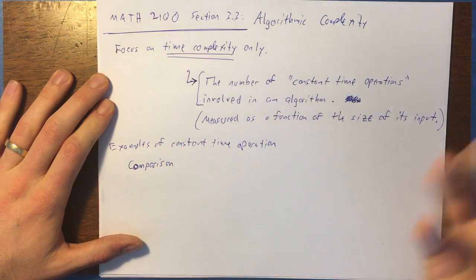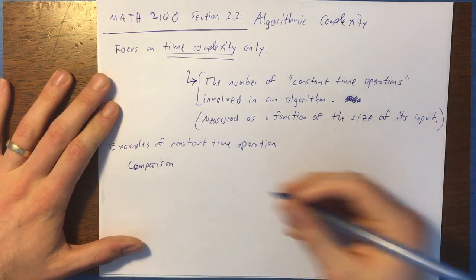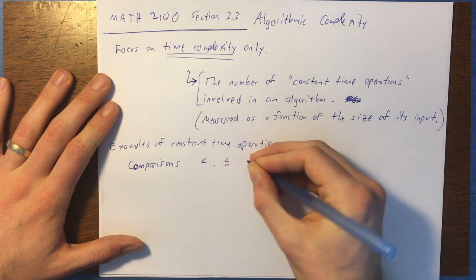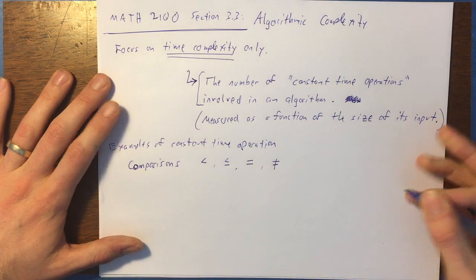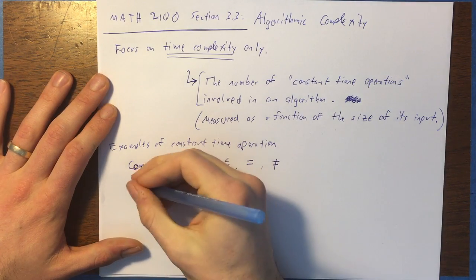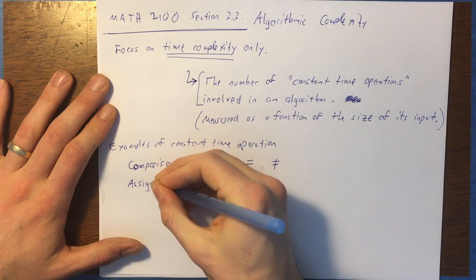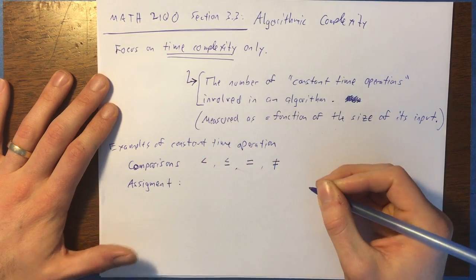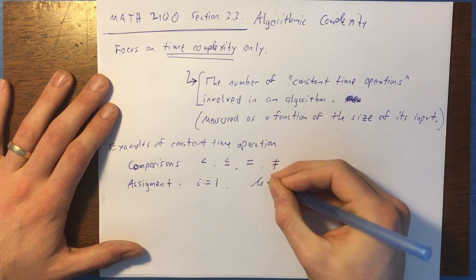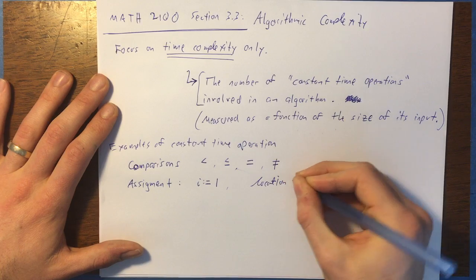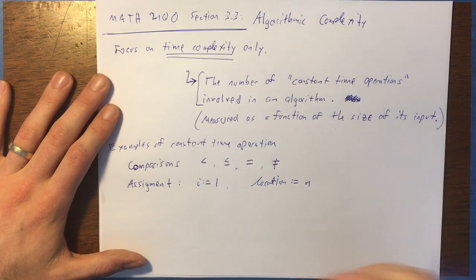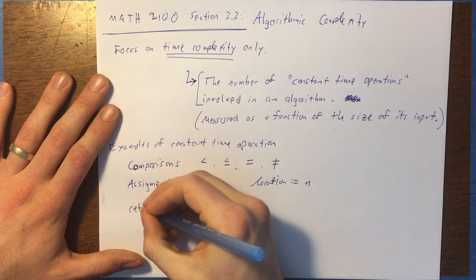So this would be any time you compare two numbers, whether that is with a less than, less than or equal to, an equal to, or a not equal to, something like that. It's checking one of those comparisons. That would be a constant time operation. An assignment statement is a constant time operation. So like when you say i set equal to 1, or when you say location set equal to n, something like that. Those are assignment statements.